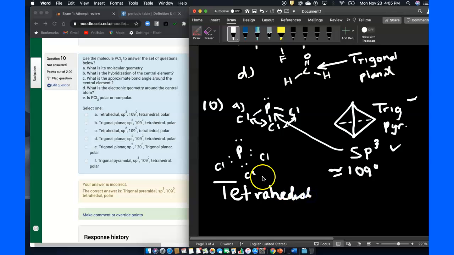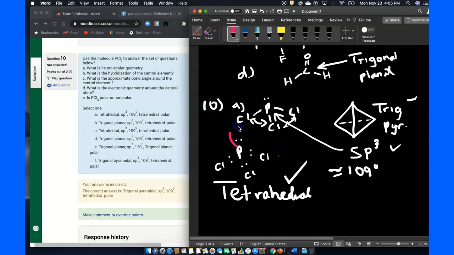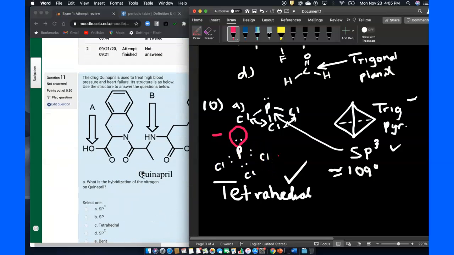Okay. Next, the question is whether it's polar. Yeah, it's polar because the molecule does not have dipole moments cancelling, and you have a lone pair up there, which means electrons will mostly reside here. This part is more negative. That polarizes the molecule. All right, so I've explained question 10 too much.